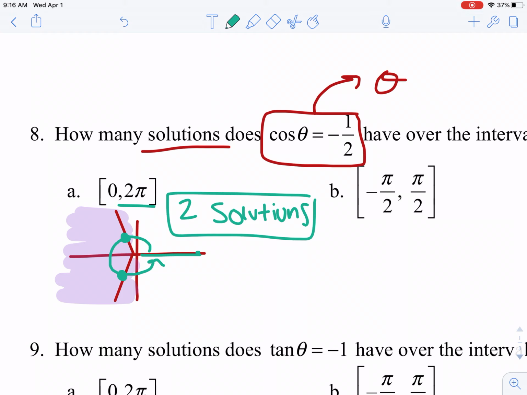And it can be helpful sometimes for people to think about what quadrants those are in. That's in quadrant 2 and quadrant 3 are our two solutions.